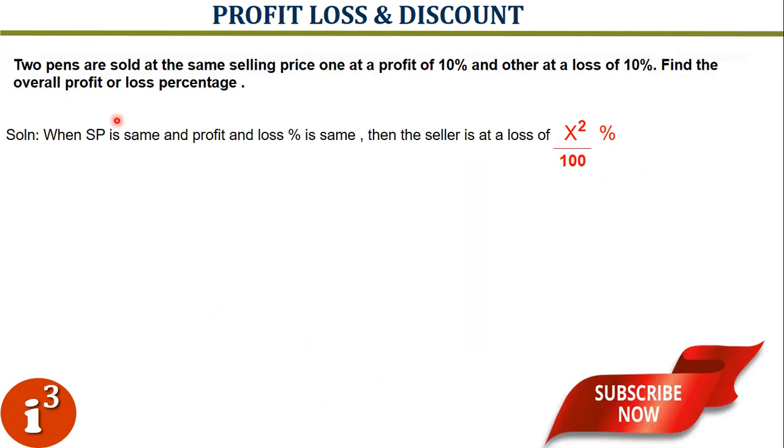So this is the question. Two pens are sold at the same selling price, one at a profit of 10% and the other at a loss of 10%. Find the overall profit or loss percentage. When the selling price is the same and the profit and loss percentage is the same, you know the loss is x square by 100%. X is given as 10, so it will be 10 into 10 by 100, that is 1%. So the seller in this case is at a loss of 1%.